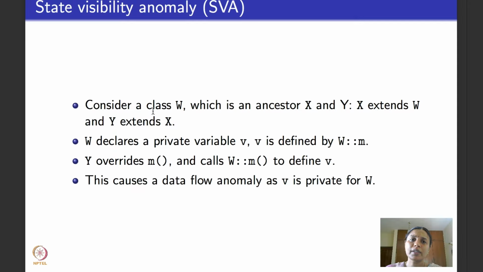So the next fault is state visibility anomaly. Consider a class W which is an ancestor of X and Y. X extends W, Y also extends X. Now let's say W declares a private variable V defined in a method M. Y overrides that method M, calls W's M to define V. Now this causes data flow anomaly because the call for Y is not well defined. Why? Because V is private for W, right? So which means the visibility or the access level of V is not consistent the way Y and W want to use it. That's what is wrong.